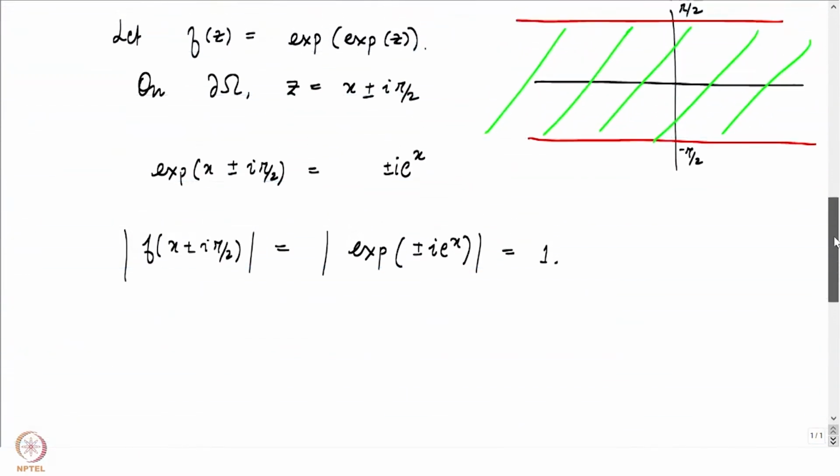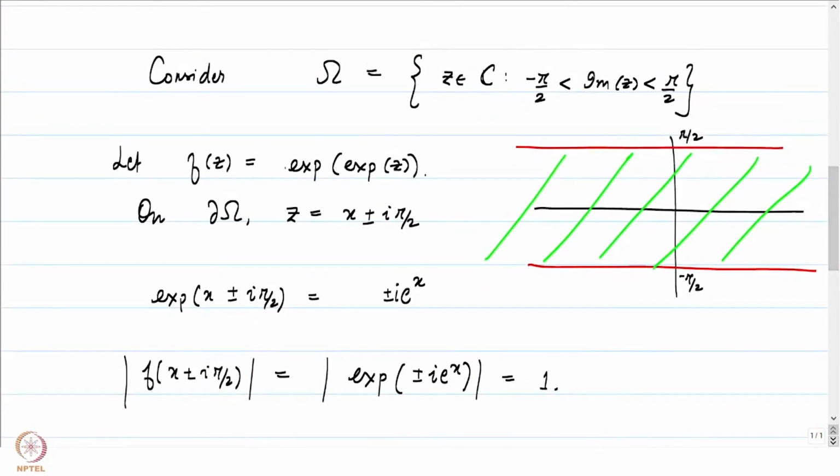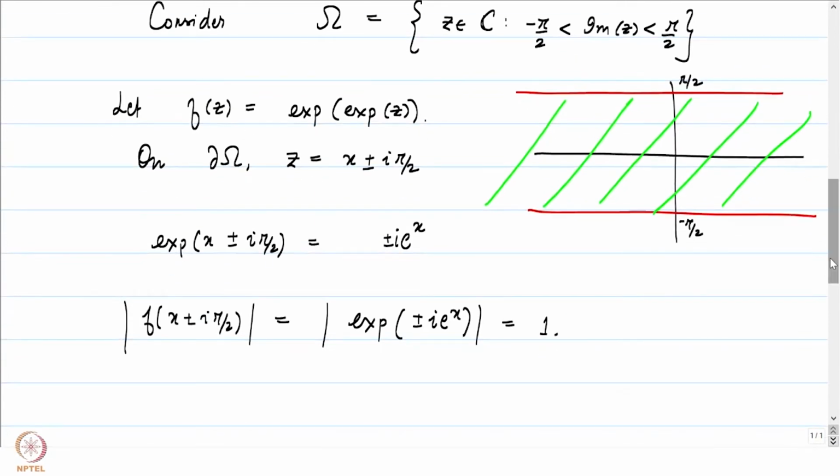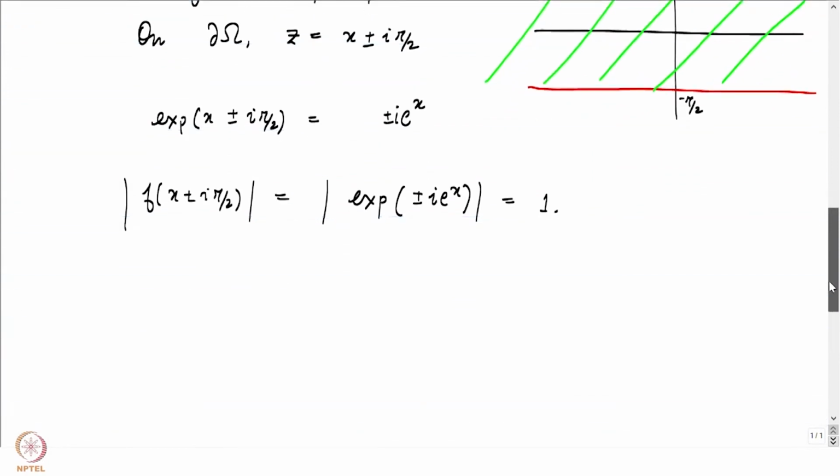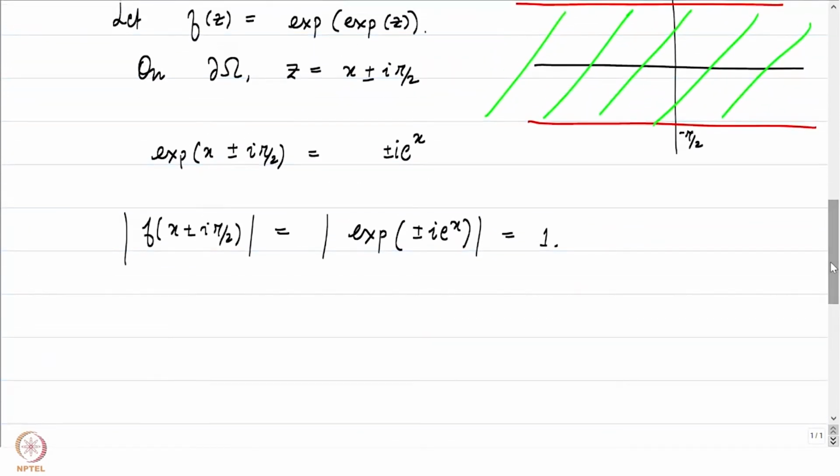Before that, notice that our function f is the composition of the exponential with itself, and therefore it's going to be an entire function. In fact, it's certainly holomorphic on the green strip that we have defined, and we noted that on the boundary this is equal to 1. If you look at the limit as x goes to infinity of f of x, this is going to blow up to infinity. So clearly our maximum modulus principle fails in this particular setup.